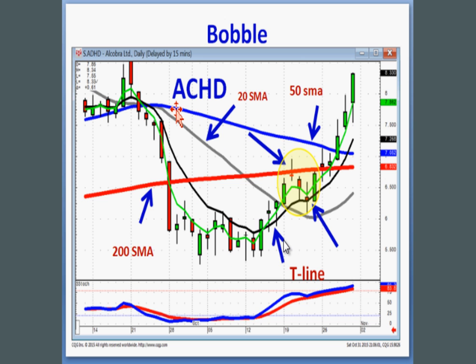So what we're looking for is, you can see all the moving averages, hits a major resistance level, pulls back to the T-line, does the bobble, goes up to the next resistance. Probably got some more clear charts.